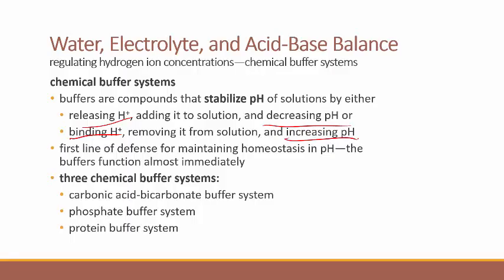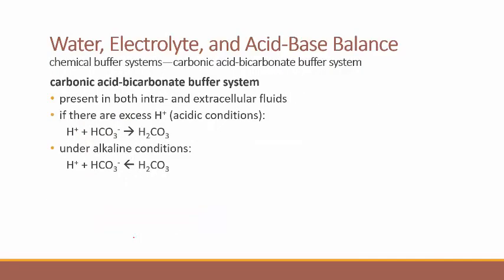So the carbonic acid bicarbonate buffer system is the first one. There is the phosphate buffer system. I can't draw a straight line to save my life. And there's the protein buffer system. So we're going to look at all 3 of these. The carbonic acid bicarbonate buffer system is present in both the intracellular and extracellular fluid compartments.